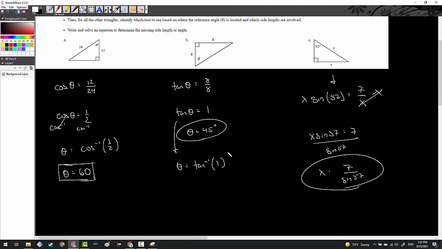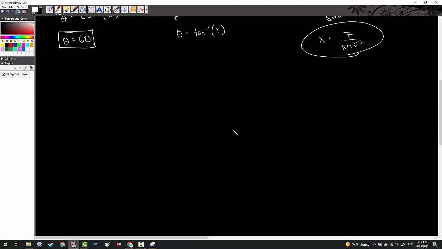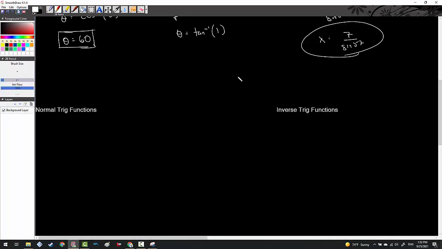So I do want to summarize this real quick before we call it a lesson. And that is, I want to separate this out into normal trig functions and inverse trig functions. I want to separate these out a lot. That way we are very clear on what's going on. Okay, so in a normal trig function, I'm going to go ahead and get sine of a thing equaling something, cosine of a thing equaling something, and tangent of a thing equaling something.